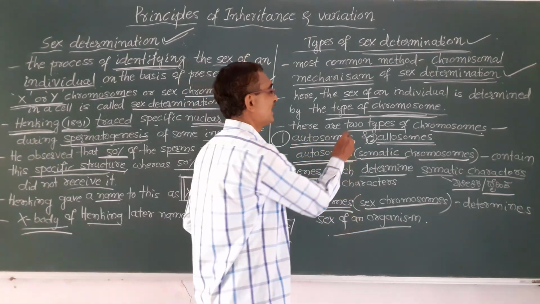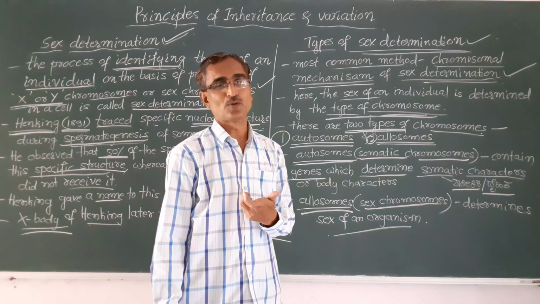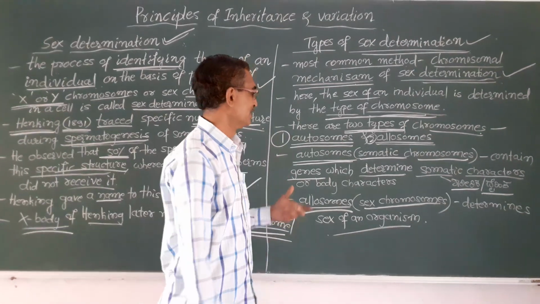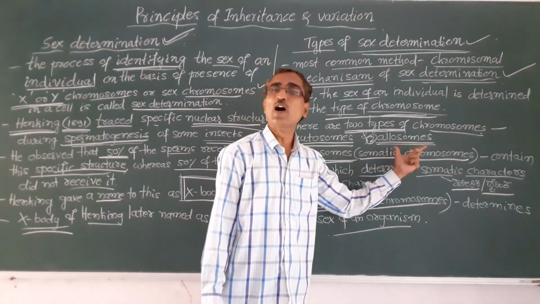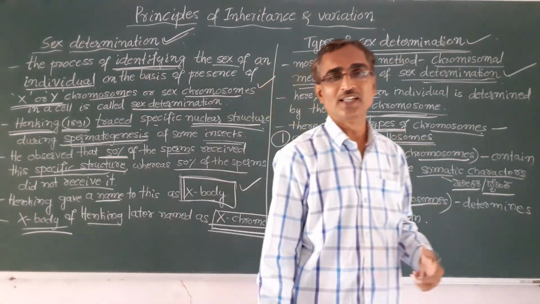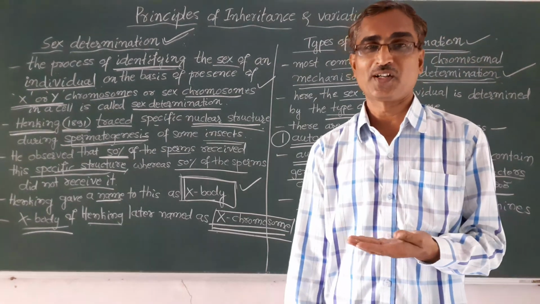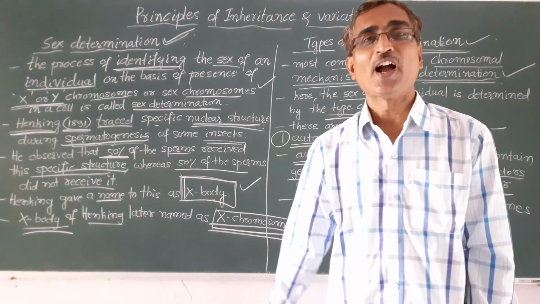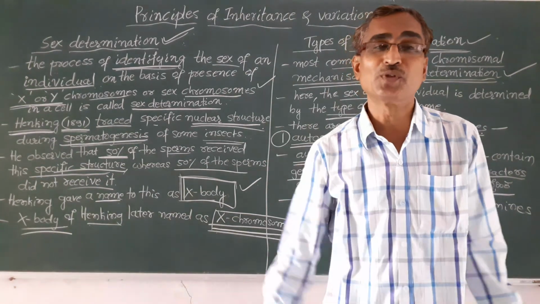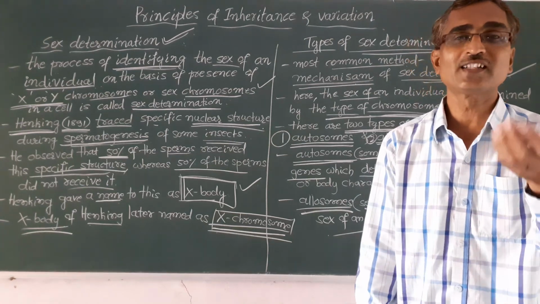There are two types of chromosomes. One is autosomes and another one is allosomes. Remember these things, they are very much important. Let us learn what these autosomes and allosomes are.